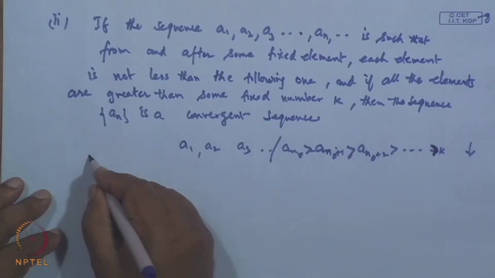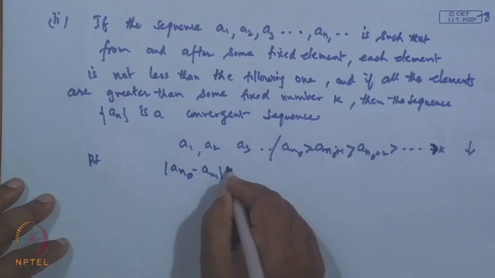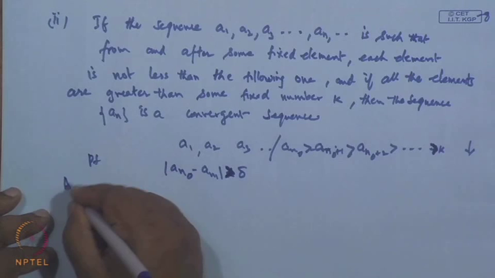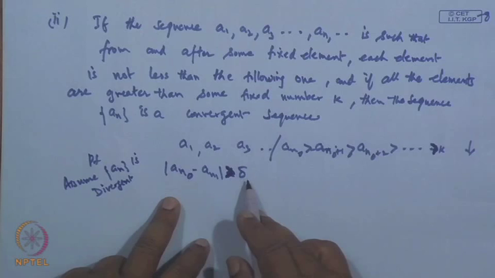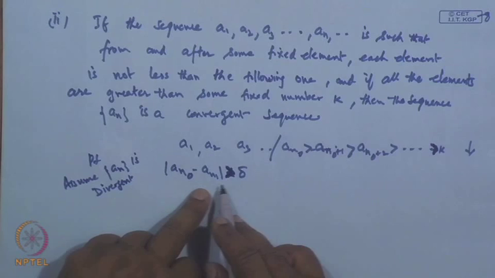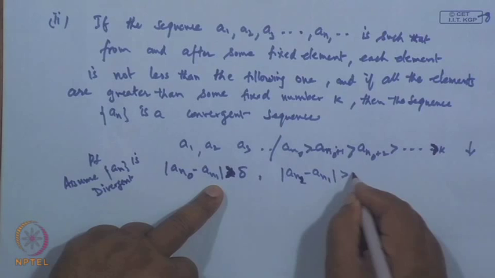We have seen that a_n0 minus a_n1 is greater than delta, assuming that the sequence a_n is diverging. Then there exists a delta and an increasing sequence of integers n0, n1, n2 such that a_n0 minus a_n1 is greater than delta, a_n1 minus a_n2 is greater than delta, and so on.